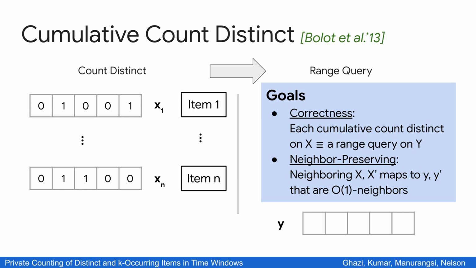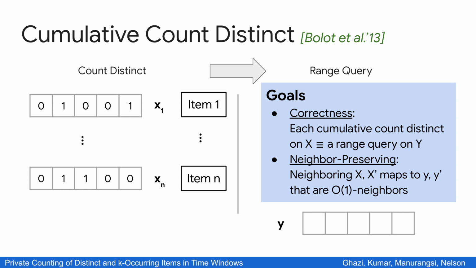Furthermore, we also need this neighbor preserving property for differential privacy. This means that if x and x prime are neighbors in X and we feed them through this reduction, we want the resulting y and y prime to also be neighbors. We can also relax this a little bit to allow y and y prime to be constant distance neighbors. This only blows up the epsilon parameter by a constant, and so the error is still the same asymptotically.